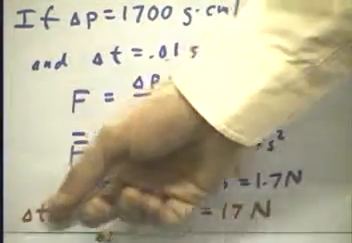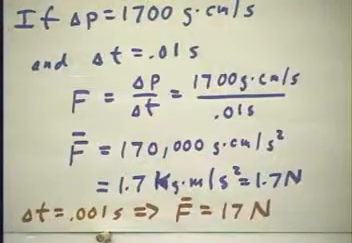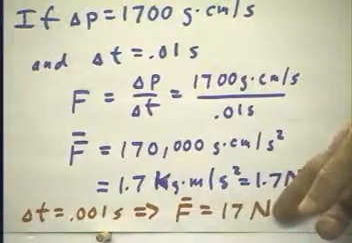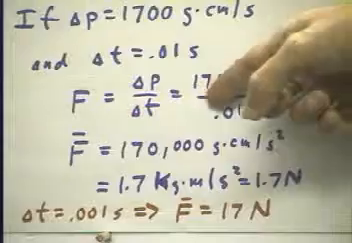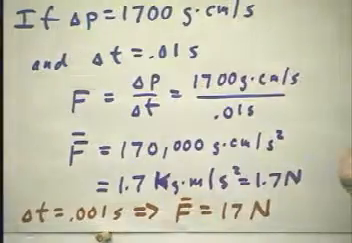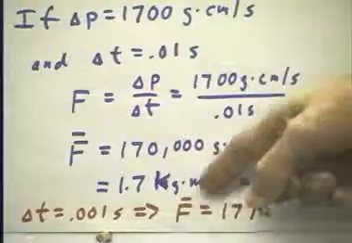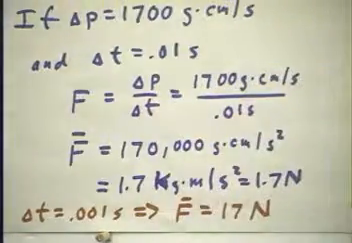By contrast, if delta T was 1,000th of a second, if these objects hit really quickly, then the average force would be 10 times as great, because we'd be dividing by 0.001 instead of 0.01. That would give us a number 10 times as great here, and our average force would be 10 times as great here.